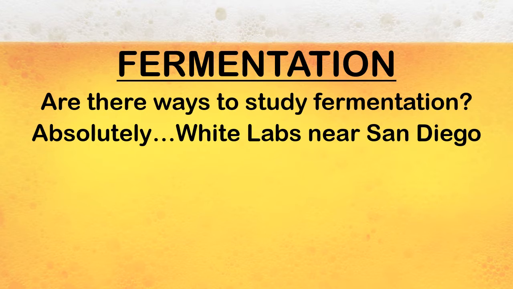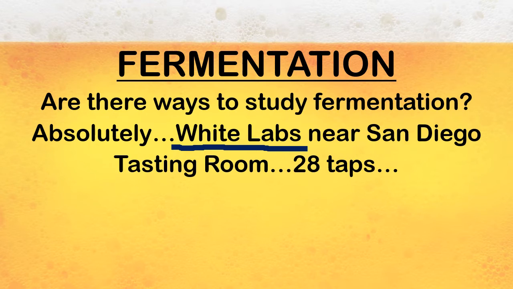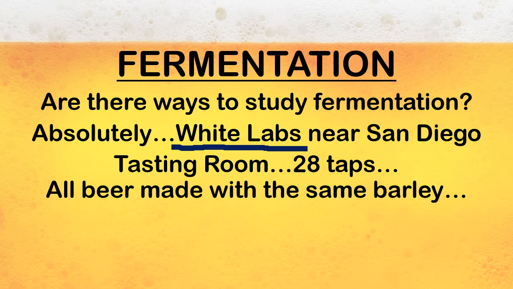There are a lot of people studying fermentation, but there's so many variables that you have to be careful how you study this. So I found in my research for another class that I taught that there's a place called White Labs, which is near San Diego, California, and they have a very interesting setup. Their tasting room has 28 different taps. Now, you would maybe wonder why a company that sells yeast has a tap room with 28 different kinds of beer. Well, here's the answer.